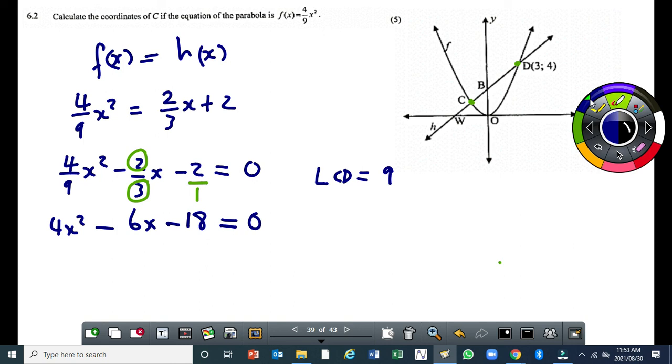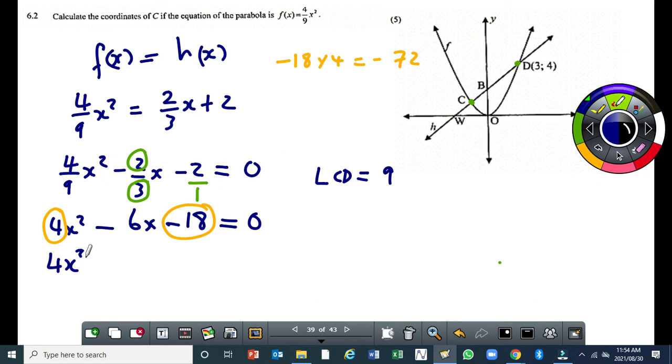Right, then we need to factorize this now. To factorize it, we can go back to the basics. Coefficient of x squared, constant term. If I multiply minus 18 by 4, I'll get minus 72. And then I'm going to need two factors of minus 72 such that they give me negative 6. So those two factors will be minus 12 and positive 6. So this becomes 4x squared minus 12x plus 6x minus 18 equals 0.